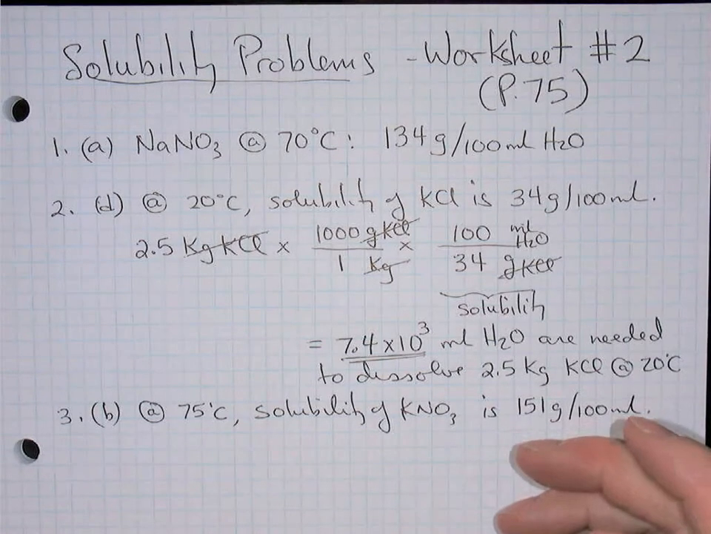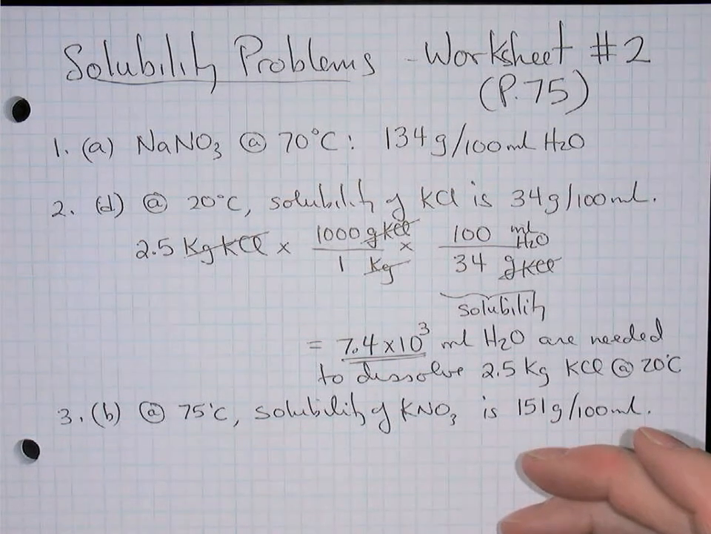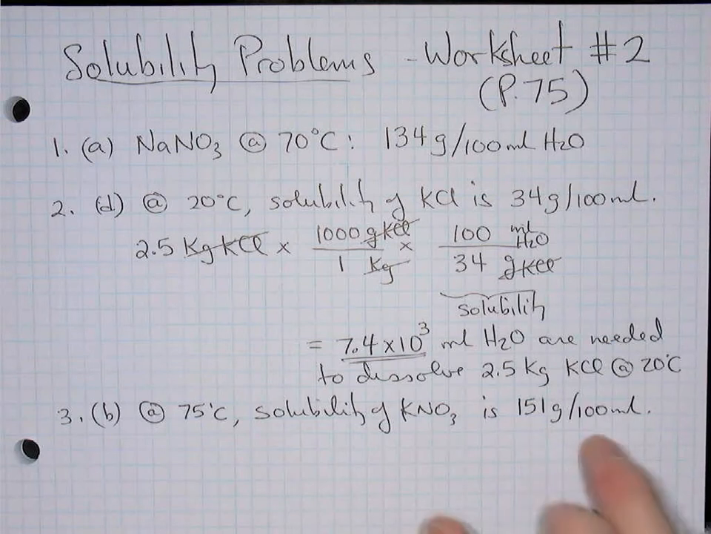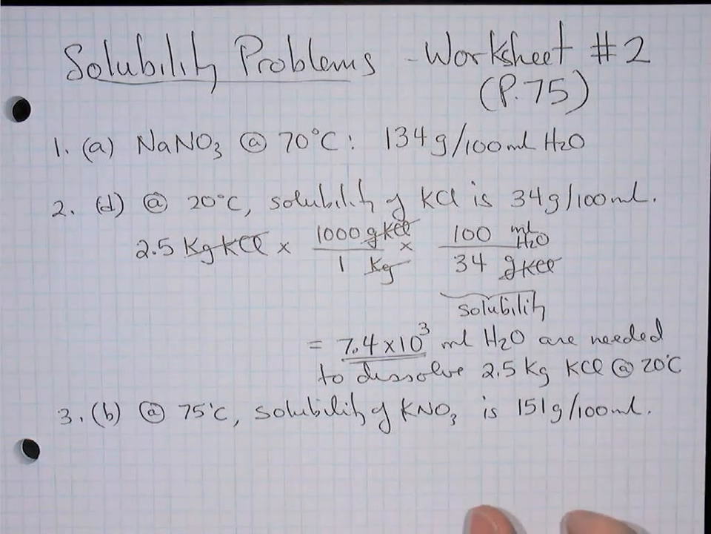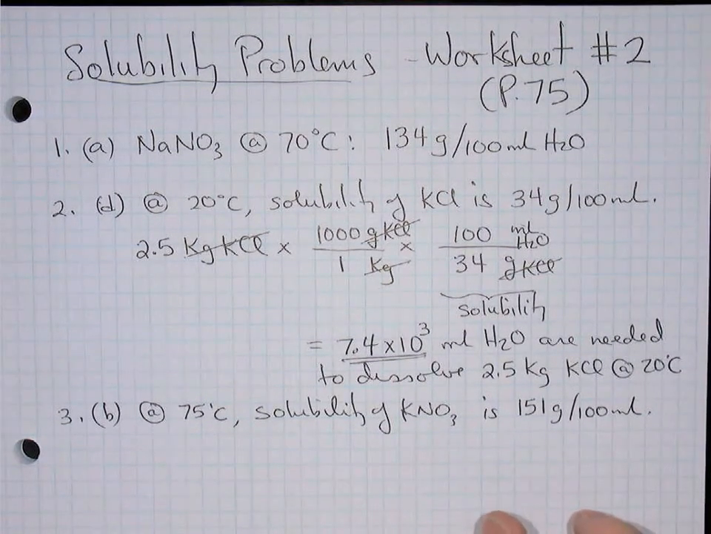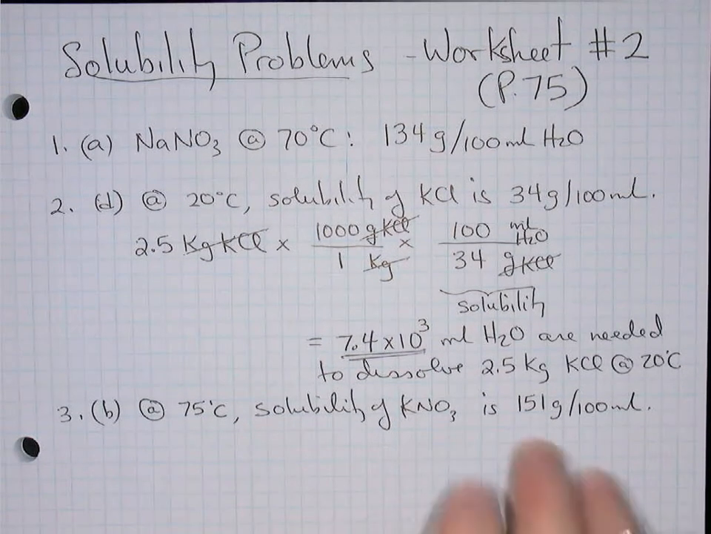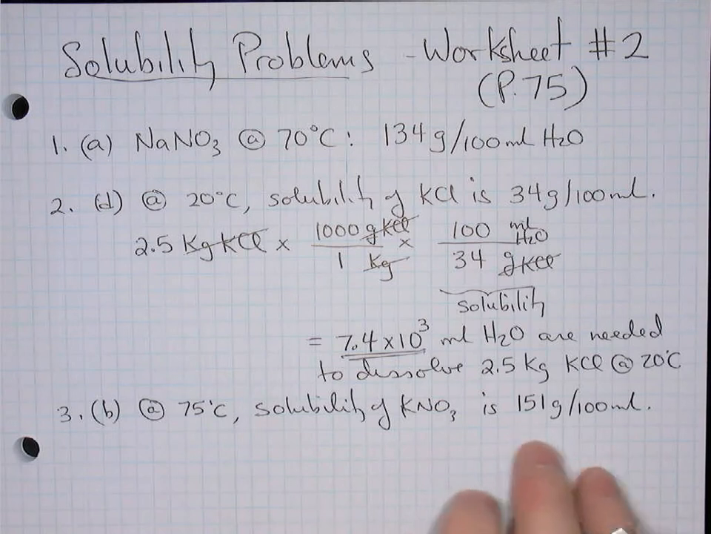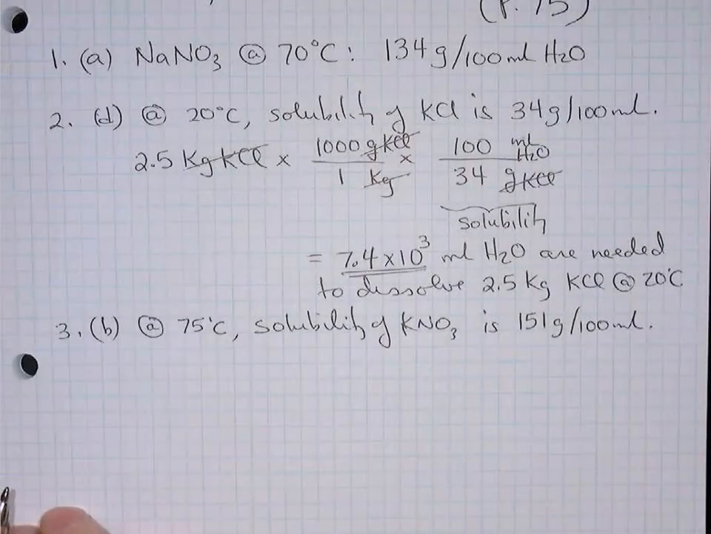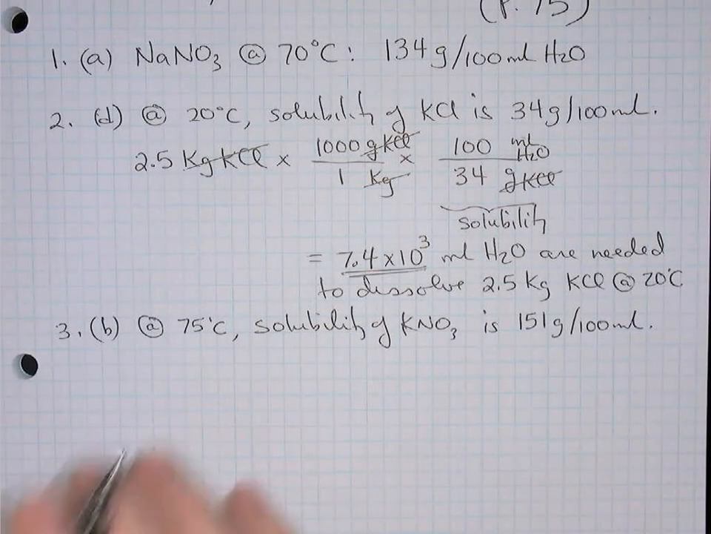Now the question said we've got 350 milliliters of water, which is 3.5 times more than 100 mils. So how many grams can we dissolve? So doing some mental math, I expect 3.5 times the 151 grams. But we're going to set it up with the unit multiplier as we always do.